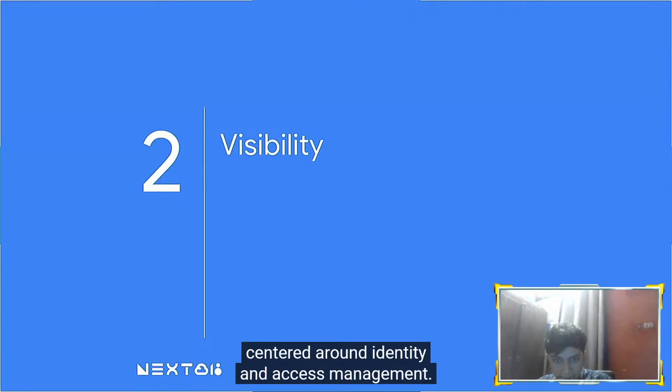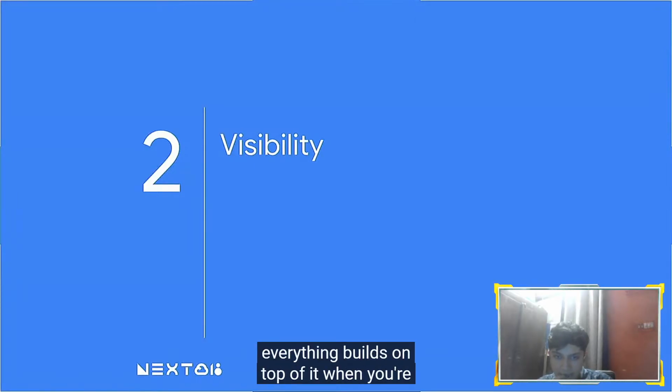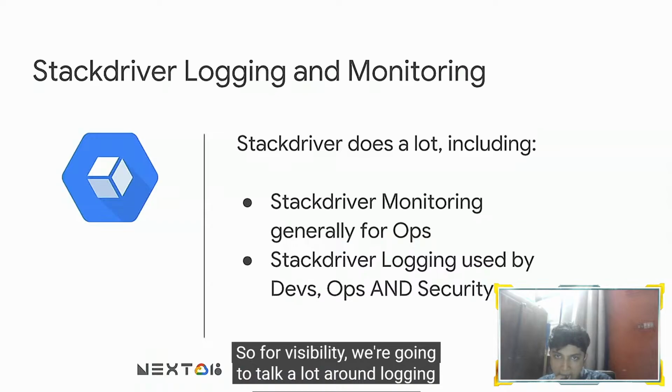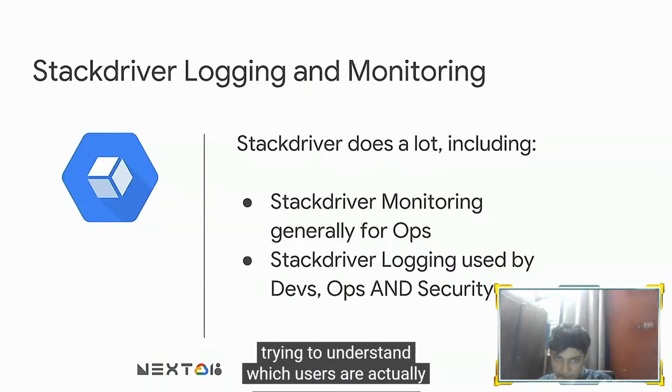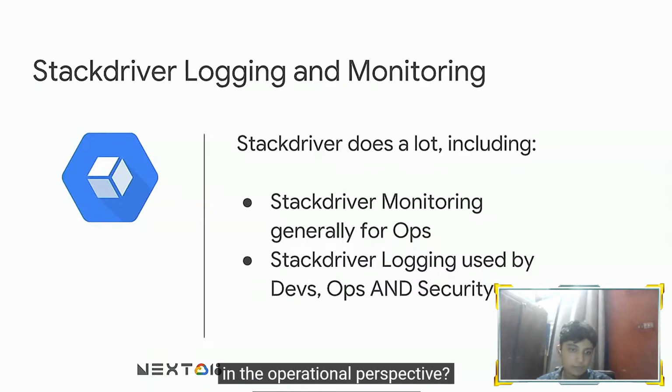So that was control, and that was really centered around identity and access management. And as you'll see as we go through this, everything builds on top of it when you're looking at cloud security. So for visibility, we're going to talk a lot around logging, trying to understand which users are actually using those permissions and who is doing what in the operational perspective.